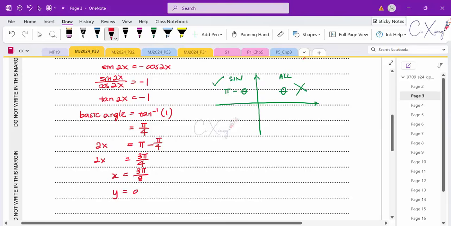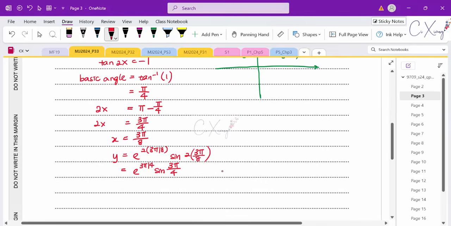y equals e power 2x multiplied with sine 2x. So e power 2 times 3 pi over 8. When you simplify it, you'll have e power 3 pi over 4. You simplify the power, and then sine, you'll have 3 pi over 4. So please press the calculator to help a little bit. Okay, so sine 3 pi over 4 will give you the value root 2 over 2, or 1 over root 2.